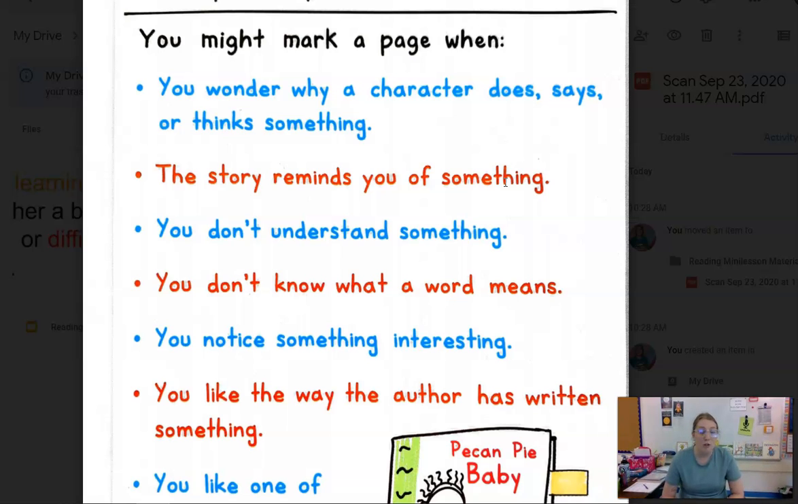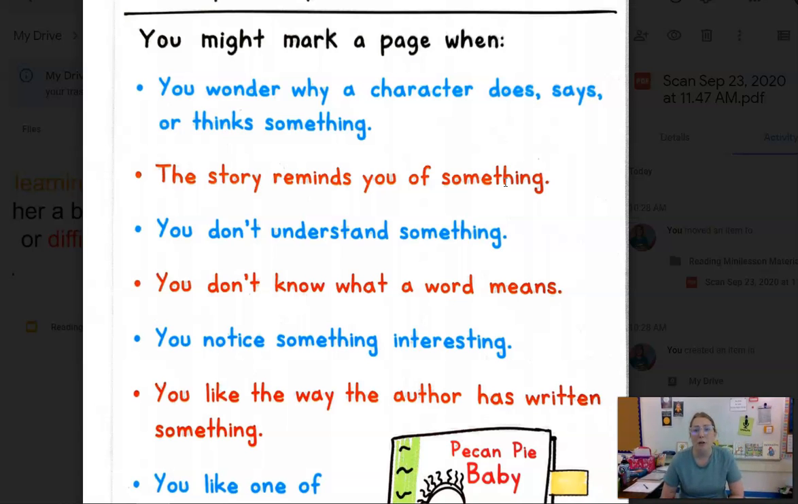You might mark a page when the story reminds you of something. That's something that's so great about stories, a lot of the time it reminds us of things that have happened in our own life. For example, anytime I read a story about sisters, it might be a Frozen story, it might be a story like The Big Red Lollipop, it always reminds me of my relationship with my sister.